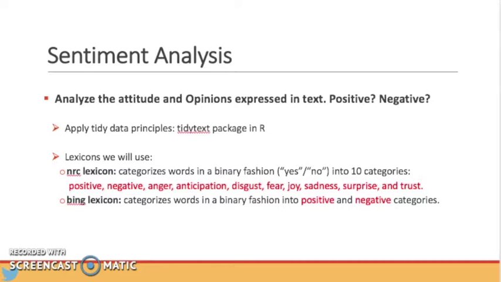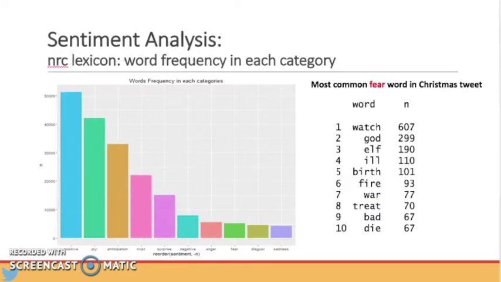The first one is the NRC lexicon. It categorizes words into 10 categories: positive, negative, anger, anticipation, disgust, fear, joy, sadness, surprise, and trust. And the Bing lexicon categorizes words into 2 categories, positive and negative.